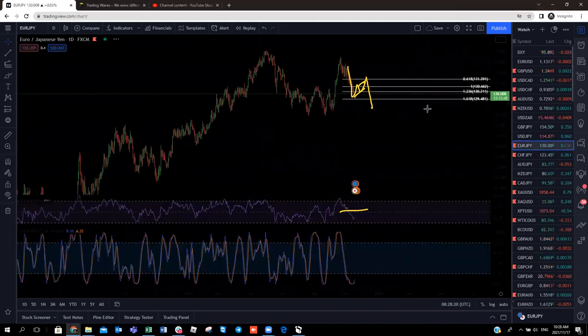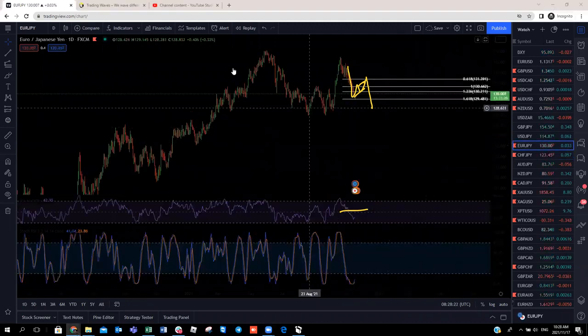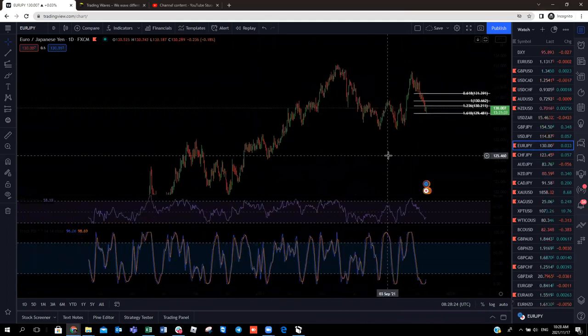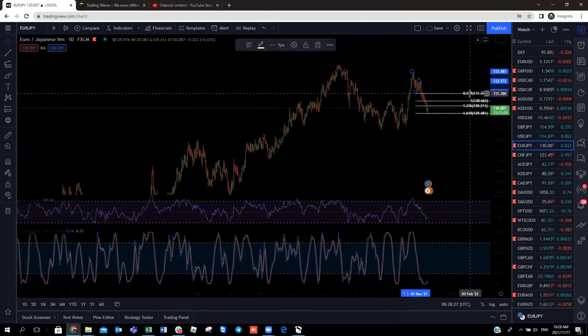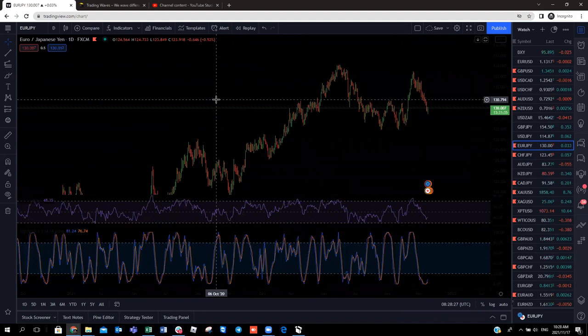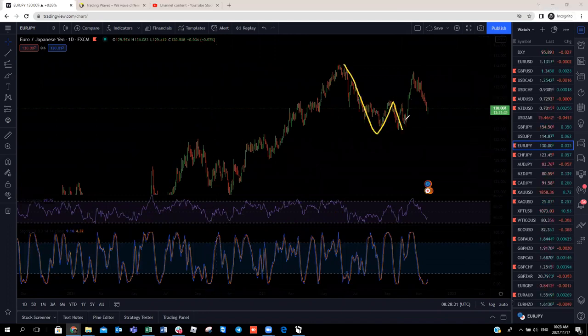So the euro, this is the expectation, guys. The euro is giving us this corrective structure. 1, 2, 3. So we were expecting the euro to do this. Did not happen. Instead, we're getting this move. Any pullback here will continue to sell the euro until it makes this structure.